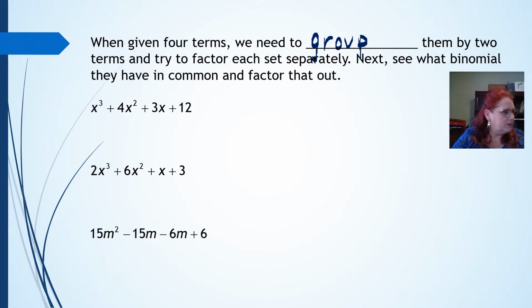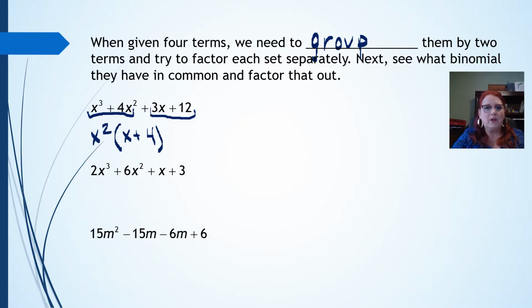So I'm going to look at this group and then I'll look at this group. So x cubed plus 4x squared has an x squared in common. And then if I factor that x squared out, I'm left with x plus 4. And the 3x plus 12 has a 3 in common. And when I factor a 3 out, I'm left with x plus 4.